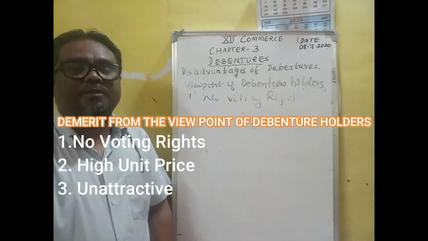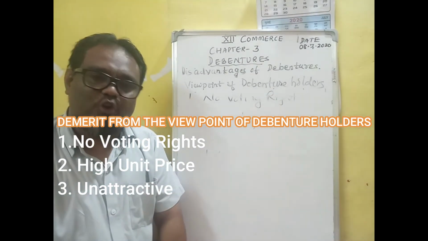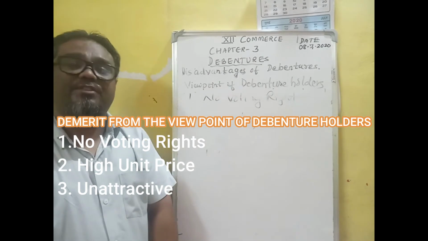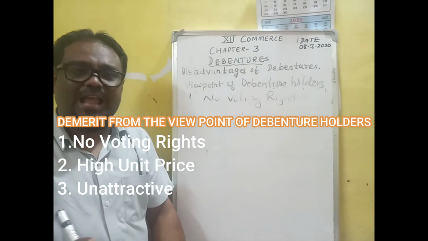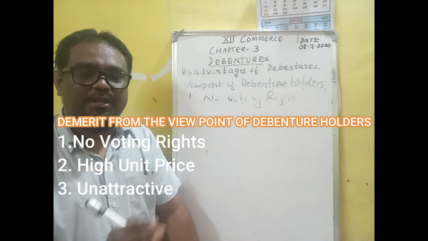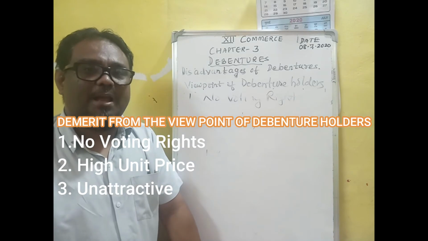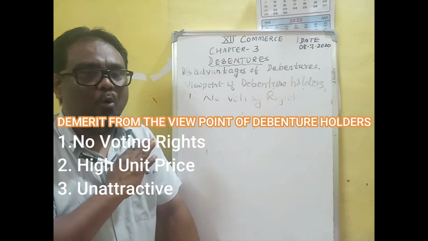So these are the drawbacks of debentures from the viewpoint of debenture holders. First is no voting right. Debenture holders do not carry any voting right. They do not have any control or voice in the management of the company. They cannot say anything in the management since they do not have any voting right.